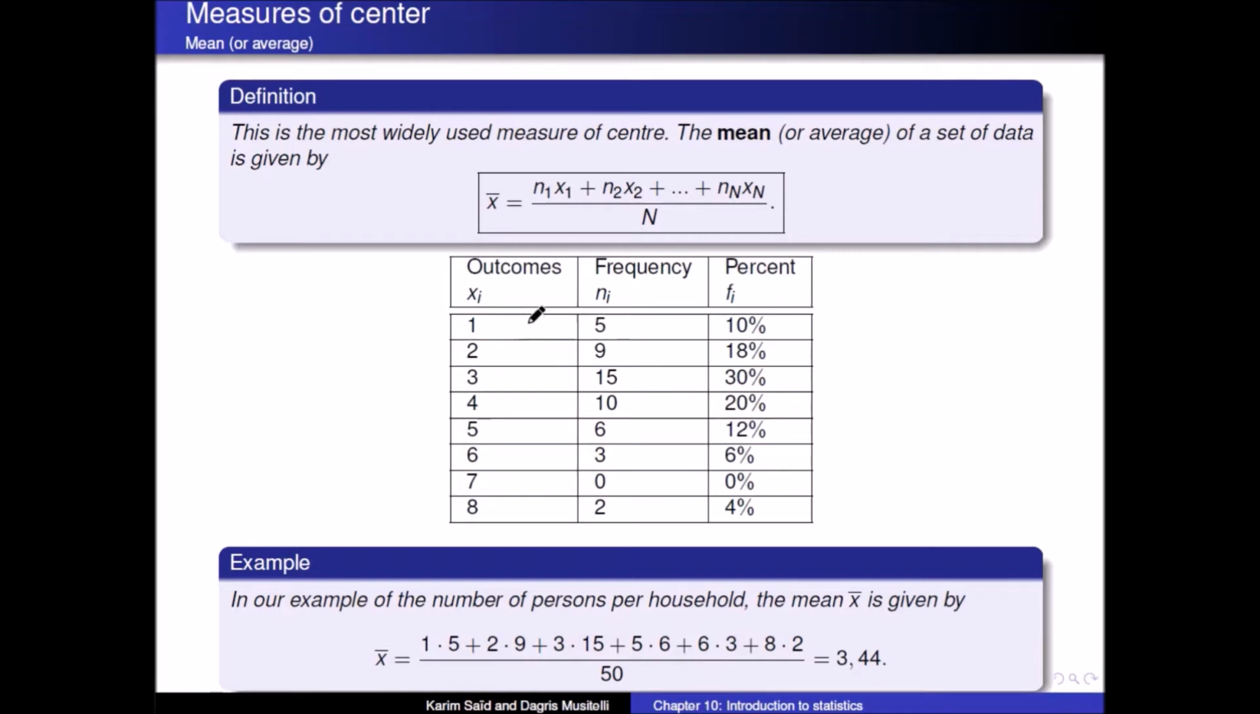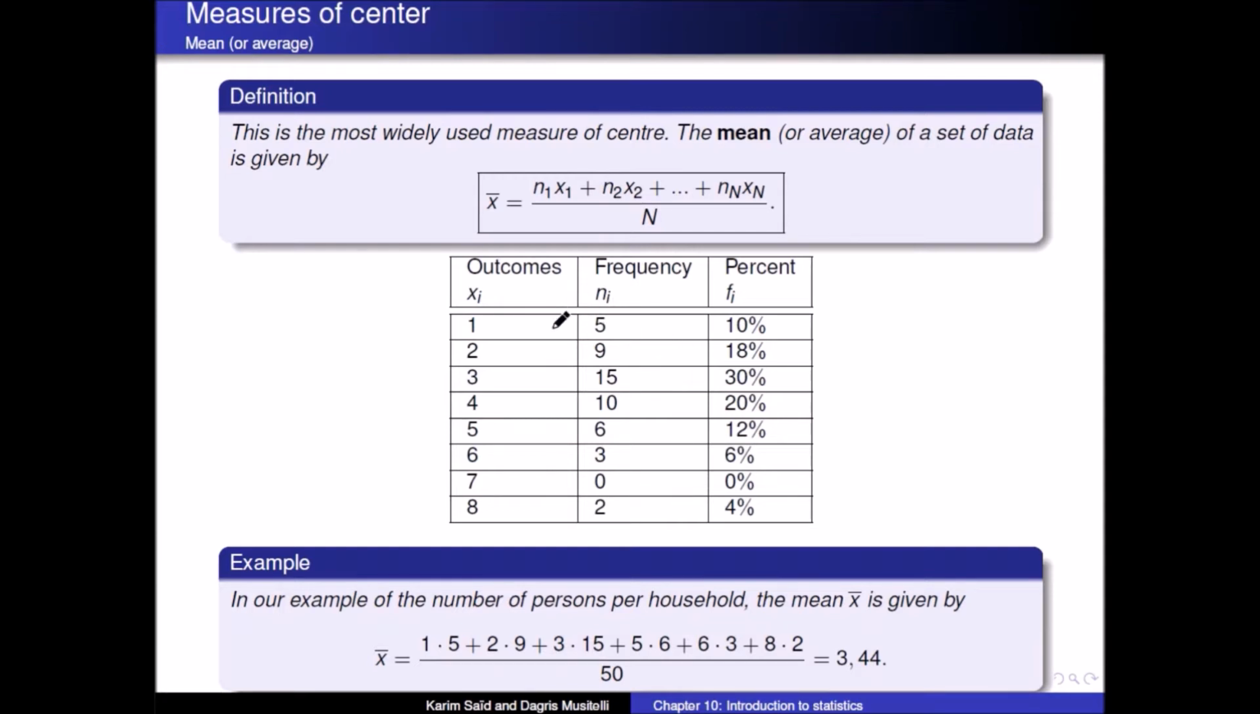What we can do is to say, okay, I have 5 times the value 1, so I compute 5 times 1, then plus 9 times 2, because I have 9 times the value 2, 15 times 3, I have 10 times the value 4, so 10 times 4, and so on, 6 times 5, 3 times 6, 0 times 7, so it's useless because I don't have any 7 actually, and 2 times 8. Then I add everything, and I divide not by 8, I divide by the total number of values that I have.